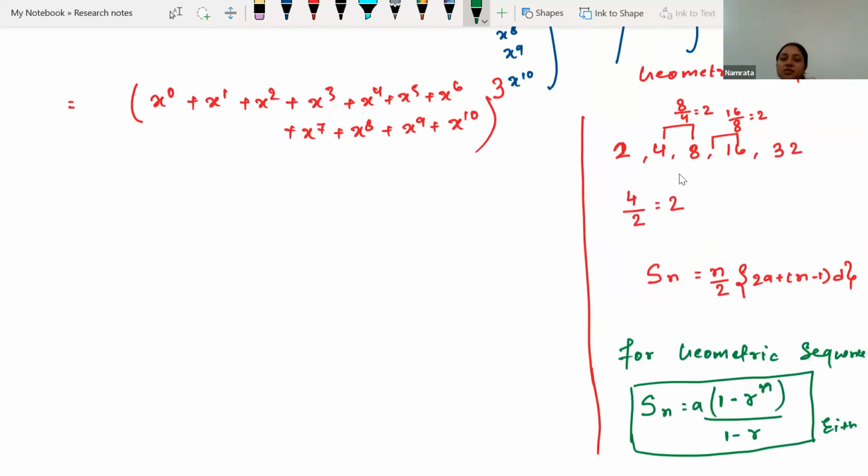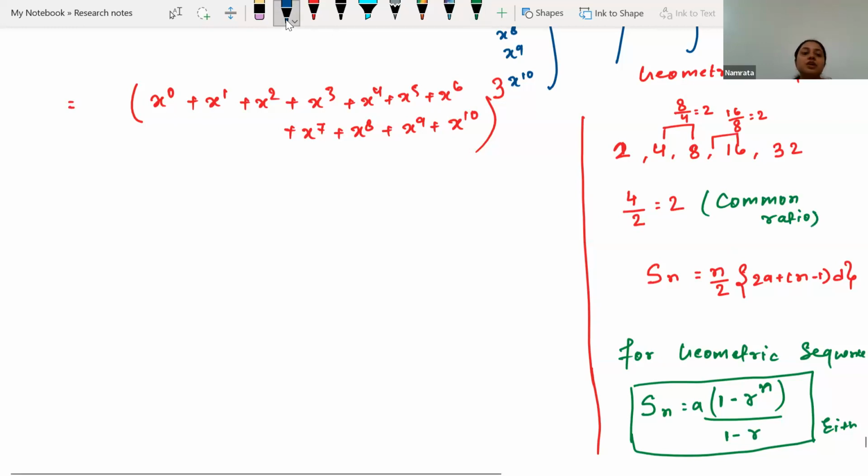We are having a geometric sequence. In an arithmetic sequence, we used to have the common difference same. Here we will be having the common ratio same. Ratio, as the name says, common ratio same. And for that we are having the sum of n terms. This is the formula. Now let's get back to our question.